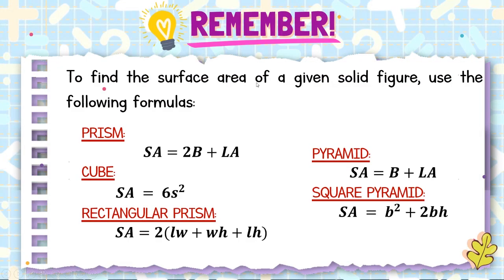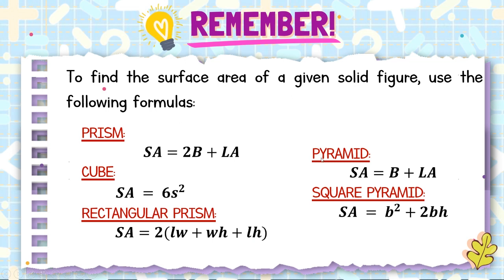So remember, to find the surface area of the given solid figure, use the following formulas. For a prism, surface area is equal to 2 times the area of the base plus the lateral area. For the cube, surface area is equal to 6 times s squared. And for the rectangular prism, surface area is equal to the quantity length times width plus width times height plus length times height, multiplied by 2.